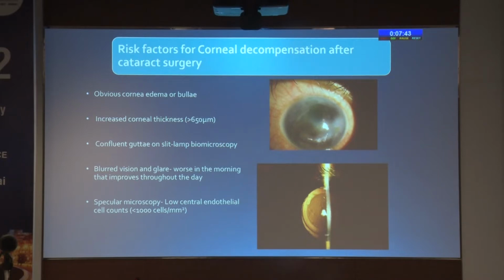So before deciding the type of surgery, we should be aware of the risk factors for corneal decompensation after cataract surgery. So patients with obvious corneal edema or bullae, increased corneal thickness, which is more than 650 microns, confluent guttae, blurred vision and glare, which is worse in the morning, and specular microscopy showing low endothelial cell count, which is less than 1,000 cells per square millimeter.